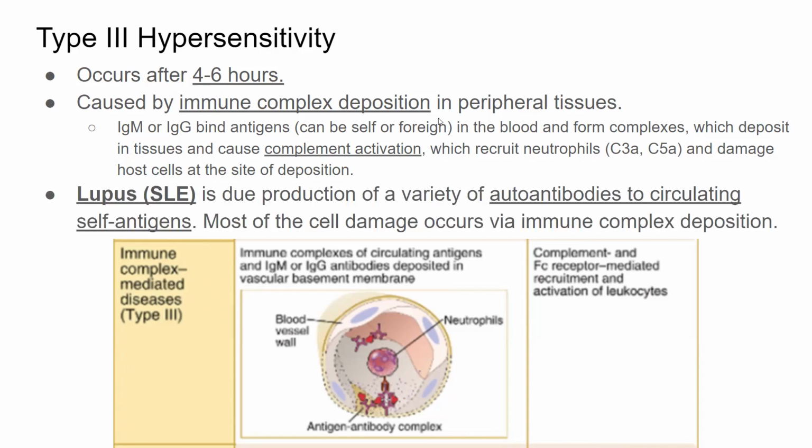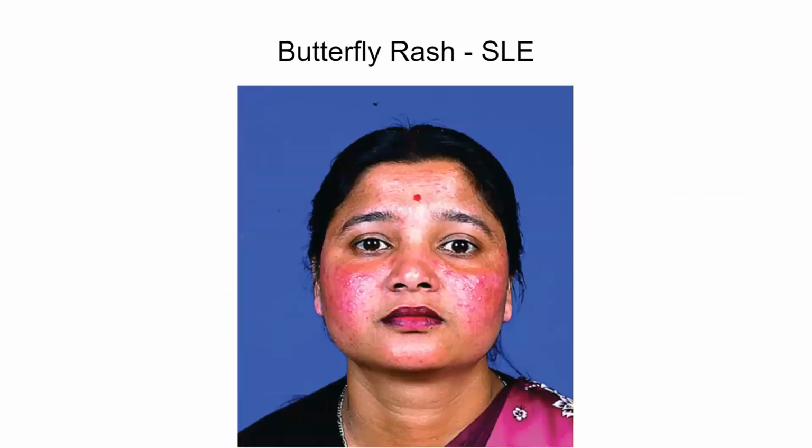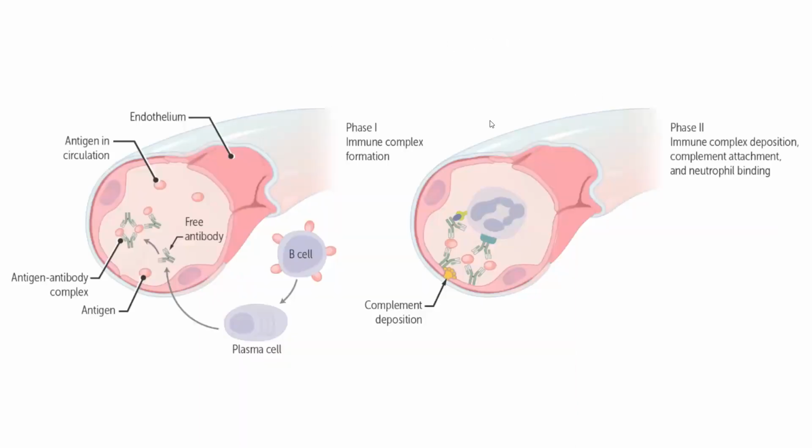And the high yield thing to know with type 3 is lupus. Okay, in lupus you get a bunch of autoantibodies, and a lot of those autoantibodies can be to circulating antigens. So you end up with a bunch of these immune complexes floating around, and they will deposit in tissues and cause a variety of issues: arthritis, and the stereotypical butterfly rash. This picture shows up all the time, but that's immune complexes depositing in the skin, and then complement fixation, and then inflammation by C5a, C4a, C3a. This is a picture from First Aid with those immune complexes depositing in tissues and causing complement activation.